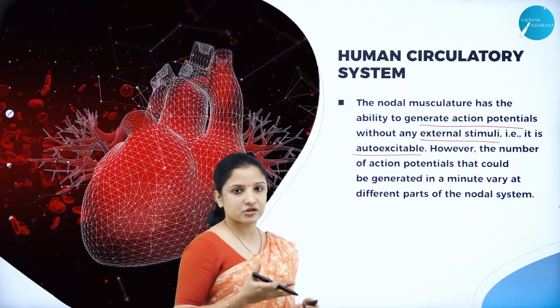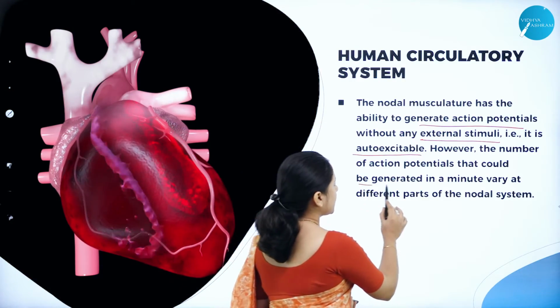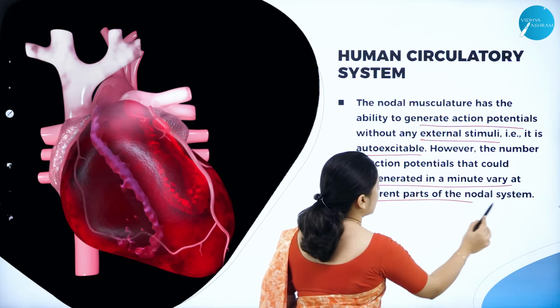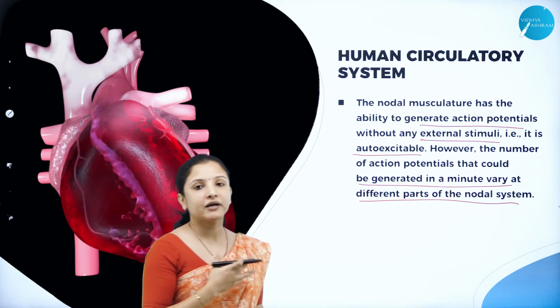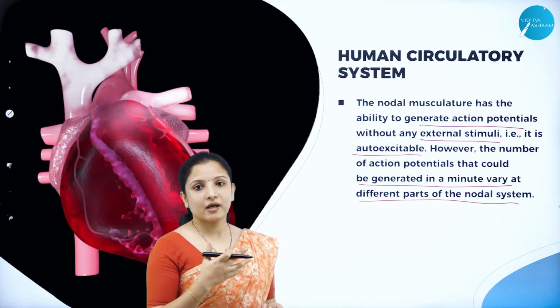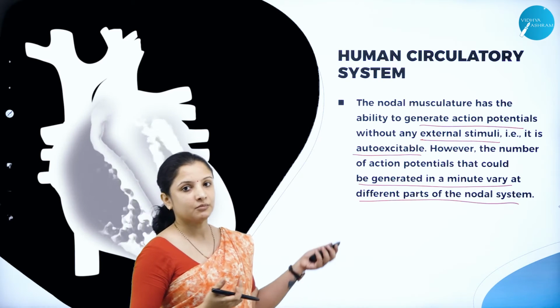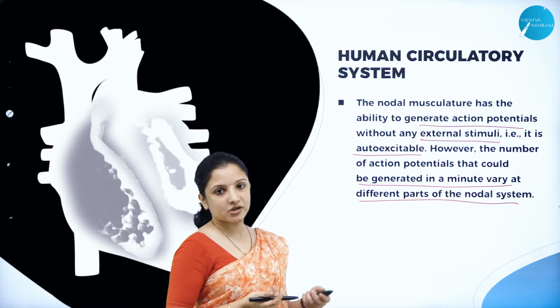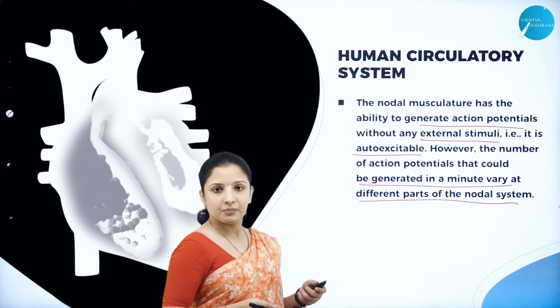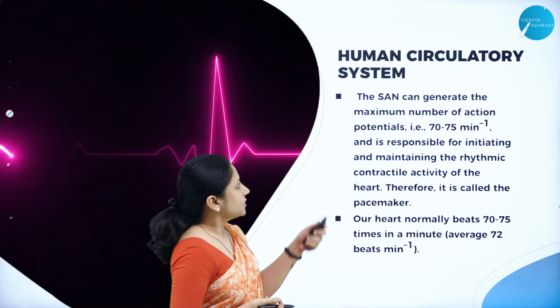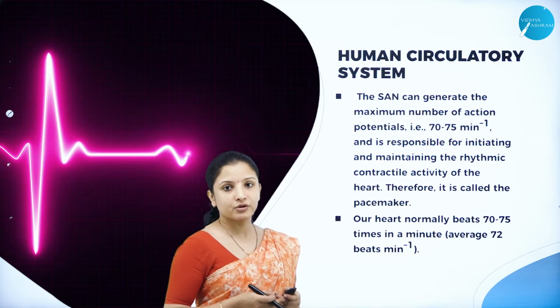However, the number of action potentials that could be generated in a minute varies at different parts of the nodal system. So our heart beats, right? But that can vary at different parts of the nodal system based on the action potentials that are carried out by the nodal musculature that is there. So here we are talking about the two different nodes.